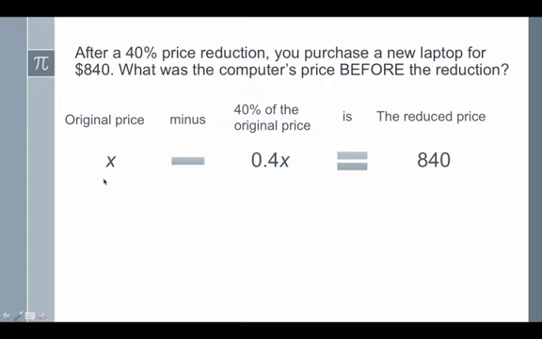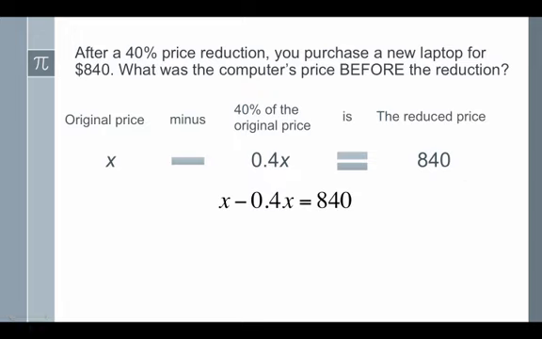So that's where we get the x minus 0.4x. And what is the reduced price? It's $840. This is how we're taking the English and putting it into math terms. Again, original price x minus 40% of the original price is the reduced price. And so we have our linear equation. We need to solve this.